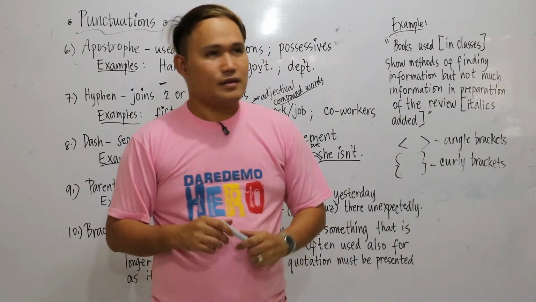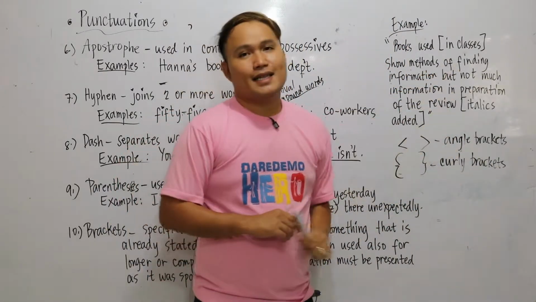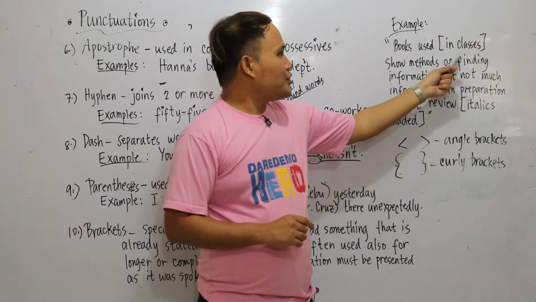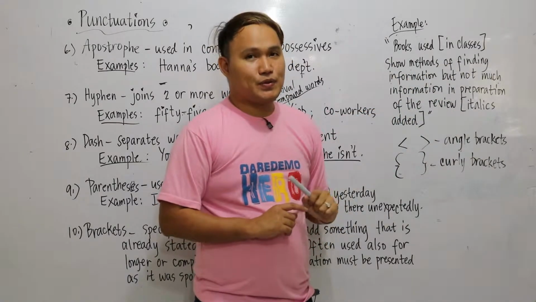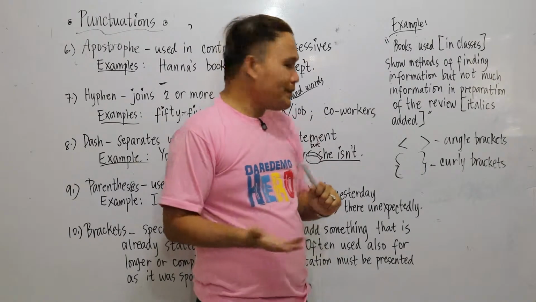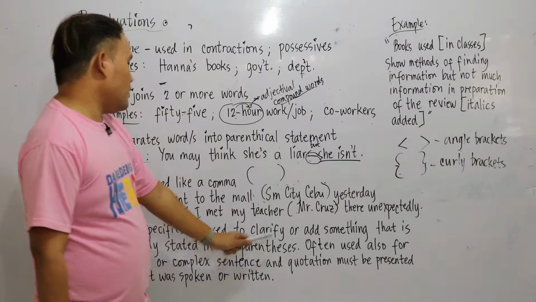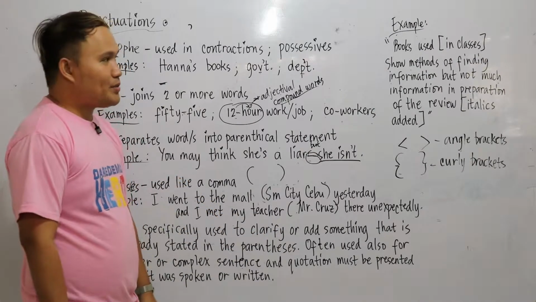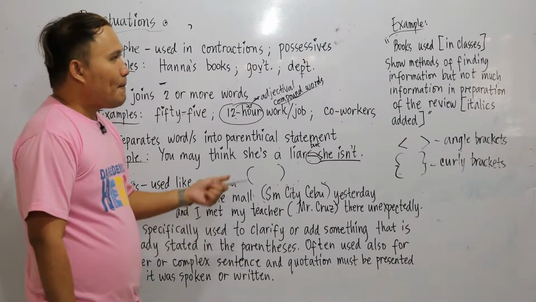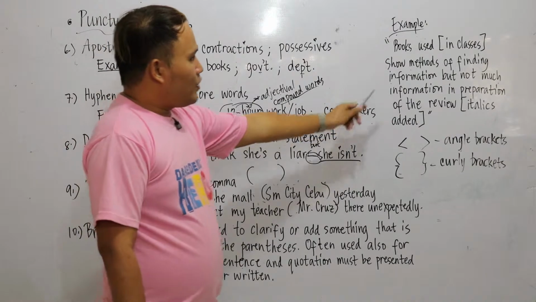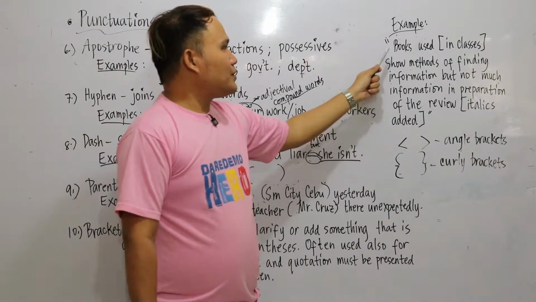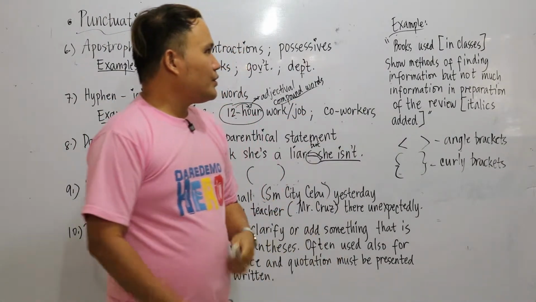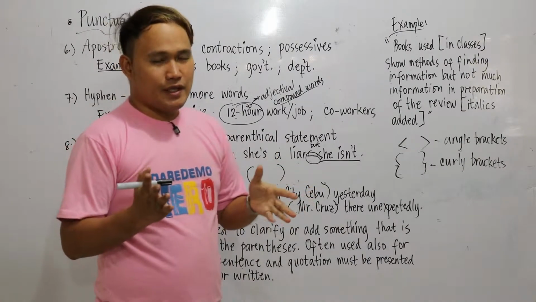Always remember that. Now, as you notice here, in classes, this is a phrase. This is referring to books. Okay? Specifically, used to clarify or add something. That's what brackets are all about. Okay, and always don't forget to use quotations. Okay? So for brackets, we do have three types of brackets.